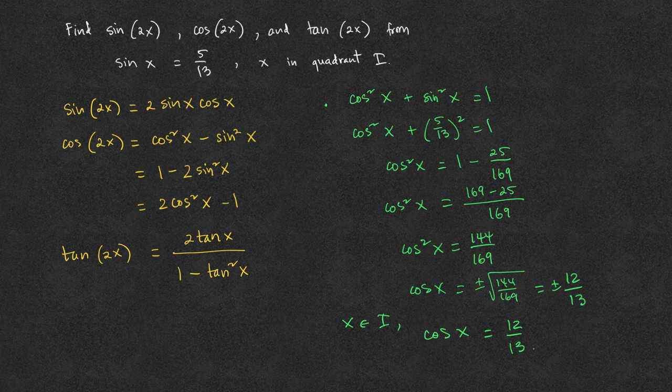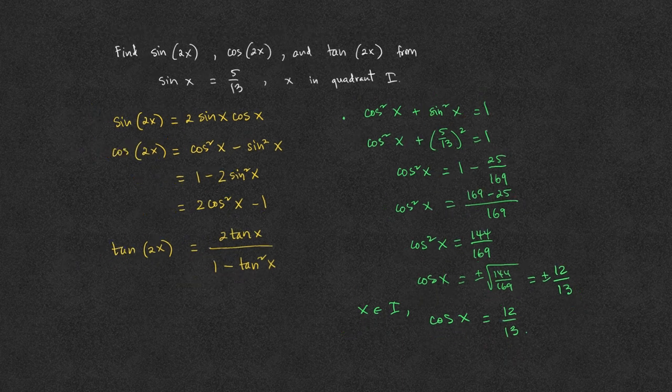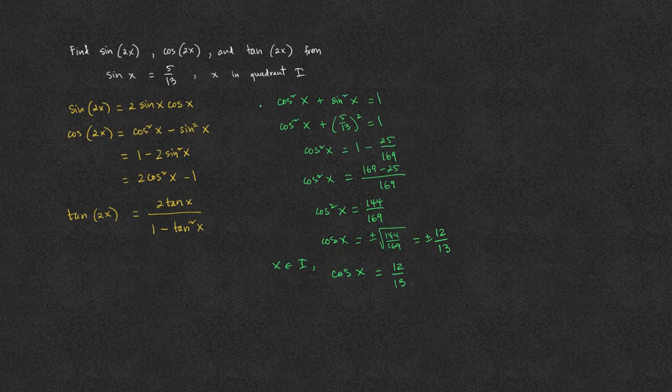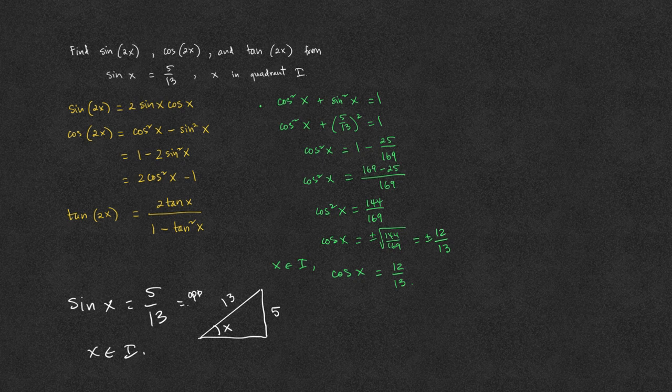Alternatively, we can use the right triangle approach to find cosine of x. First, we were given that sine of x is 5 over 13, where x is in the first quadrant. We draw a right triangle with the angle x. Sine is opposite over hypotenuse, so the opposite side to x is 5, and the hypotenuse is 13. We conveniently set the opposite as 5 and the hypotenuse as 13 because this is the trigonometric ratio.